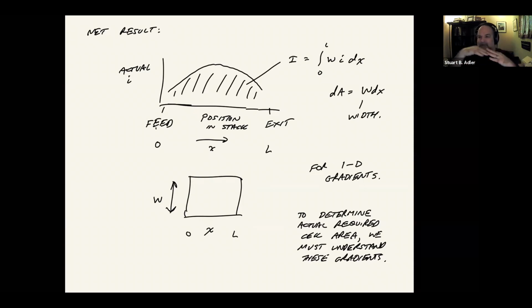It prevents gradients from being too steep in the solid phase. It helps just flatten out the dependency of the current density on position. Anything that does that is going to use less cell area. You're using cell area more efficiently if you can keep all the parts of the cell hot.